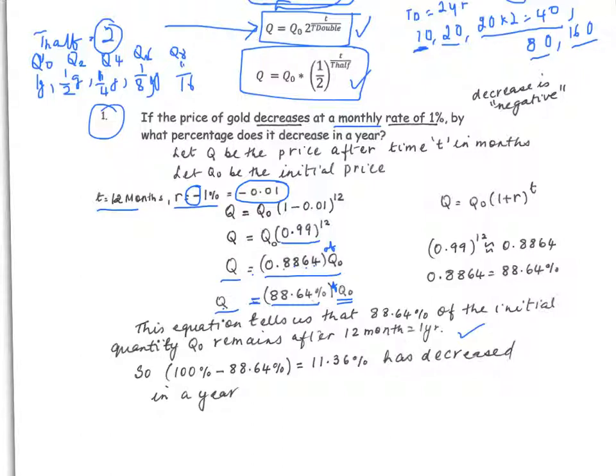So what is the percentage decrease in 1 year or 12 months? We started off with a whole, which is 100%, minus what's left, which is 88.64%. So there has been a decrease of 11.36% in 12 months.